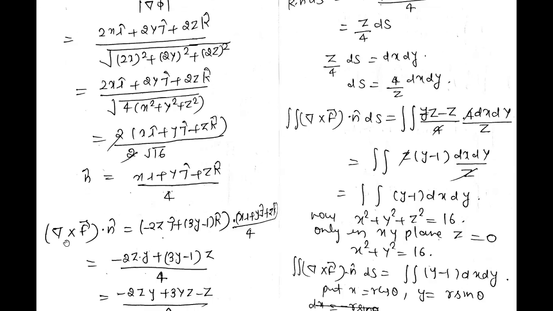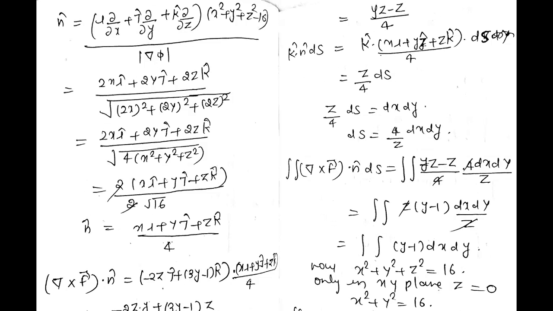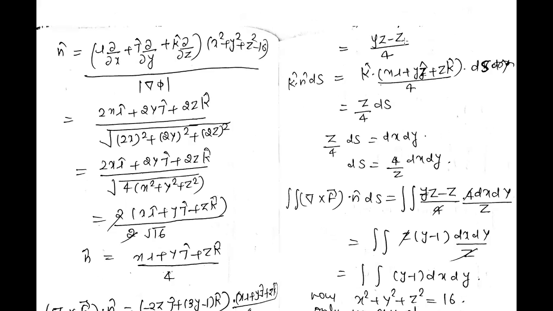Now, next target is to find del cross F vector dot n cap here. So del cross F vector is this one, n cap is this one. So you can see that your del cross F vector dot n cap is yz minus z upon 4. Right, now next is to calculate del cross F vector dot n cap into ds. So k cap dot n cap into ds, so k cap dot xi plus yj plus zk upon 4 into ds, right? So z upon 4 ds is equal to dx dy, and ds is equal to 4 upon z dx dy, right?